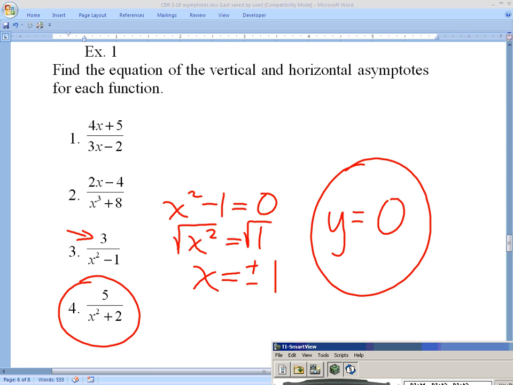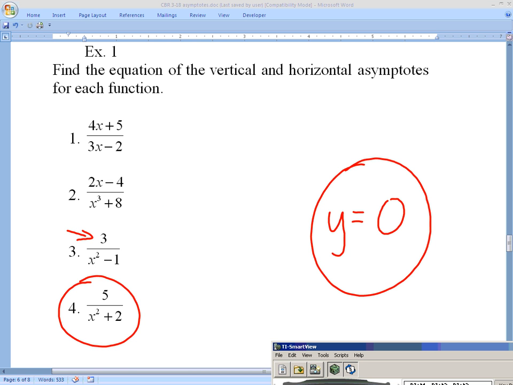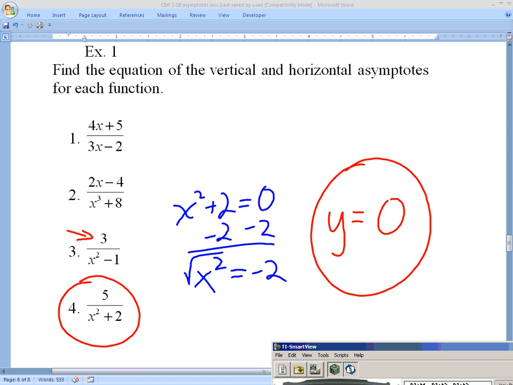Now, for our vertical asymptote for number 4, let's set it equal to 0. We have x squared plus 2 equals 0. Subtract 2 from both sides. So now I get x squared equals negative 2. Square root both sides, and I've got a problem. I cannot square a negative. So there would be no solution here to this problem. Well, no solution means there is no asymptote, because there's no way to make this denominator equal 0. So the only asymptote number 4 has is a horizontal asymptote at y equals 0.